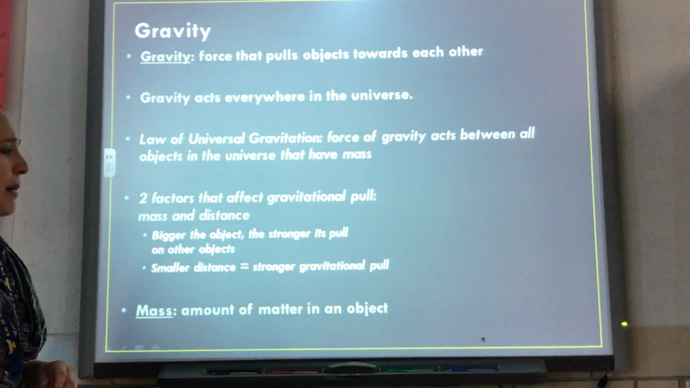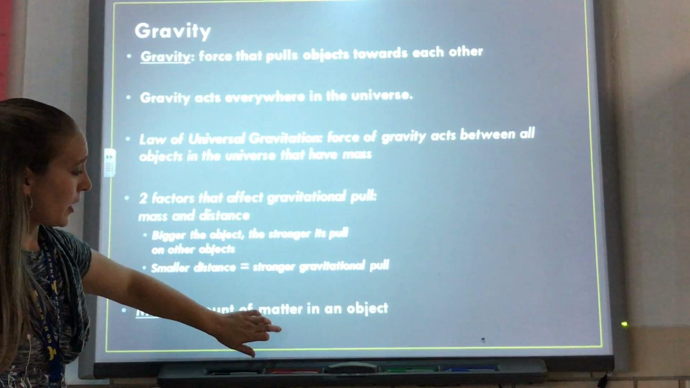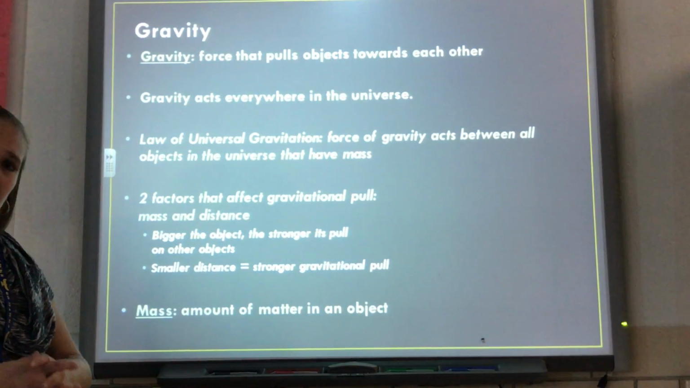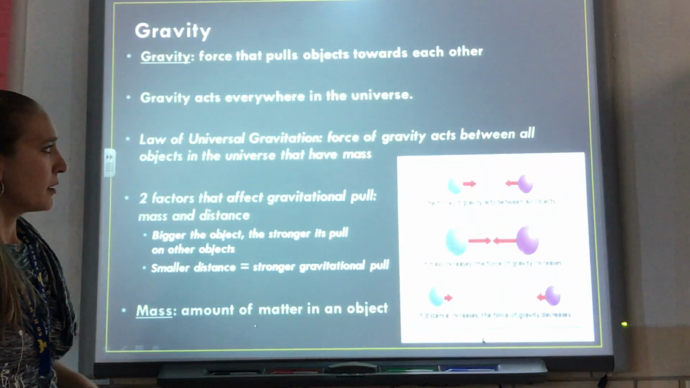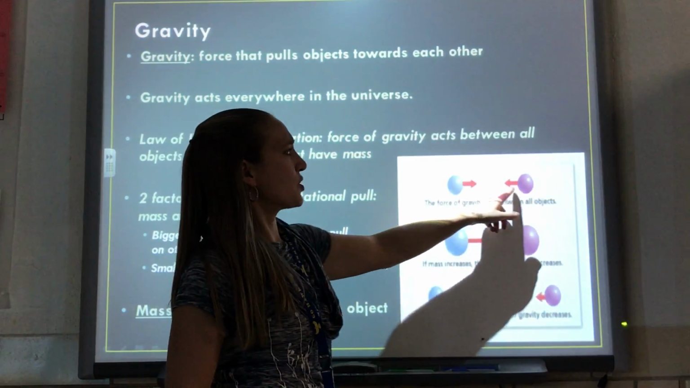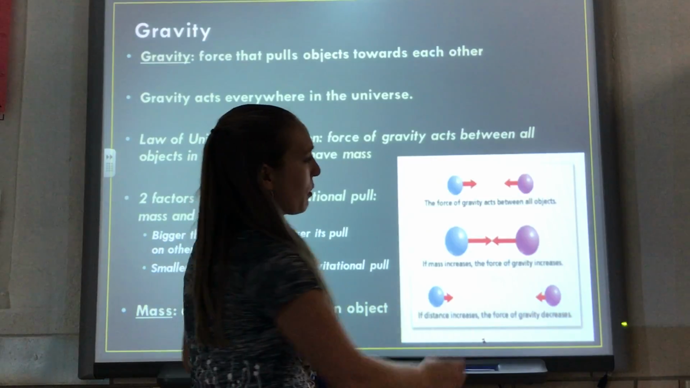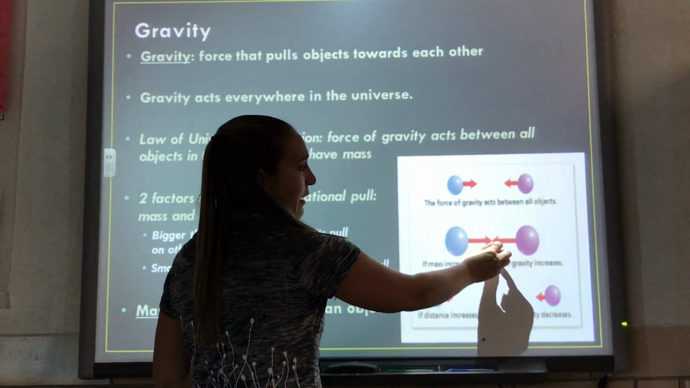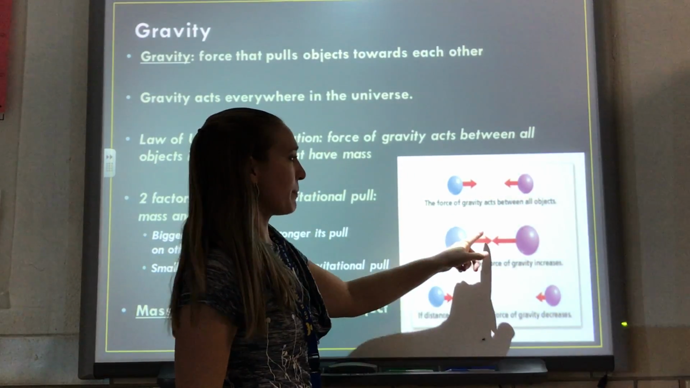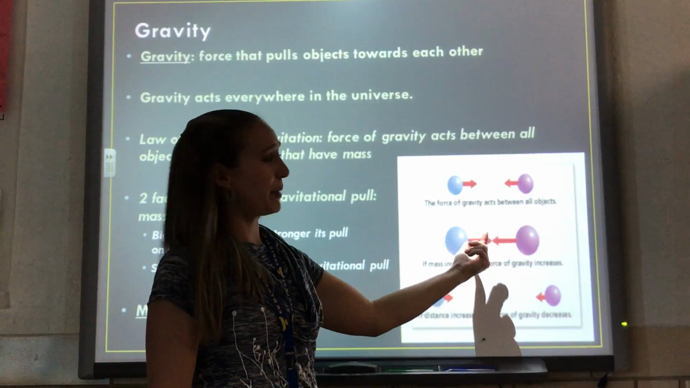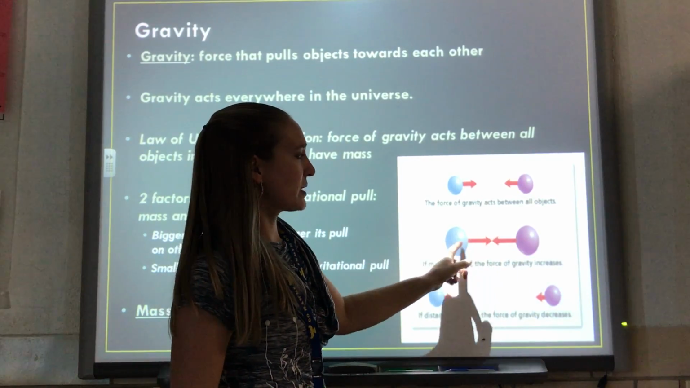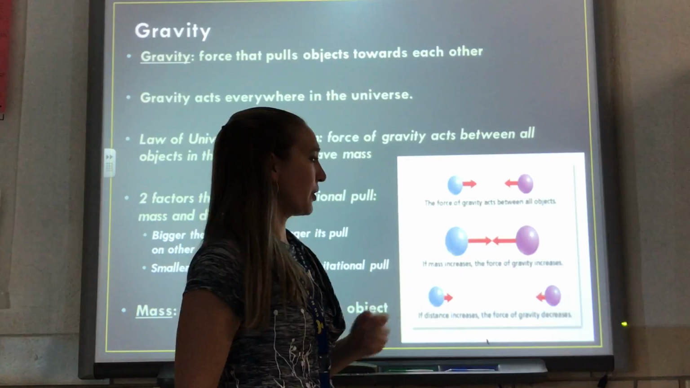Remember, mass is the amount of matter in an object. So the more mass there is, think of it as being like the bigger the magnet. Here's two small little objects. The force of gravity is acting between them. We make those objects bigger. The arrows have to get bigger, remember. Think back to last video. Stronger force means a bigger arrow. We have the objects getting bigger now, so the force gets bigger.